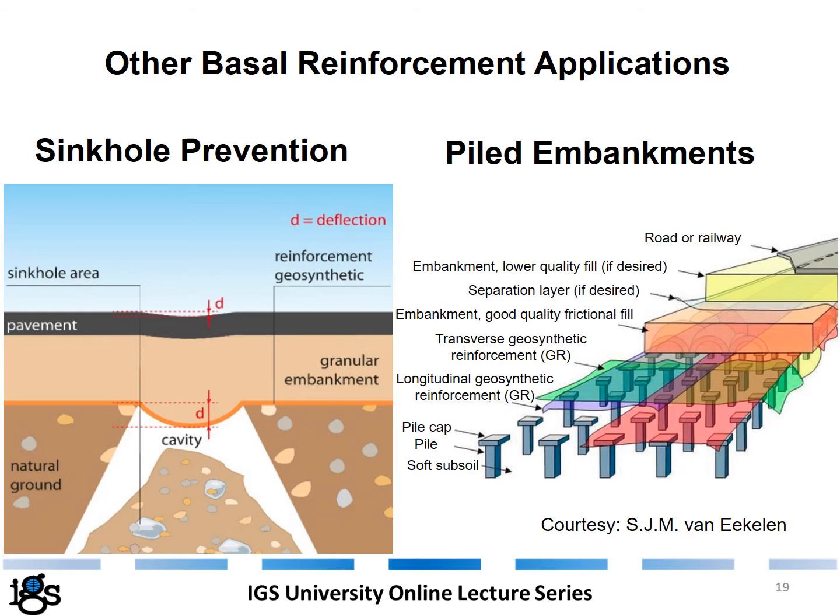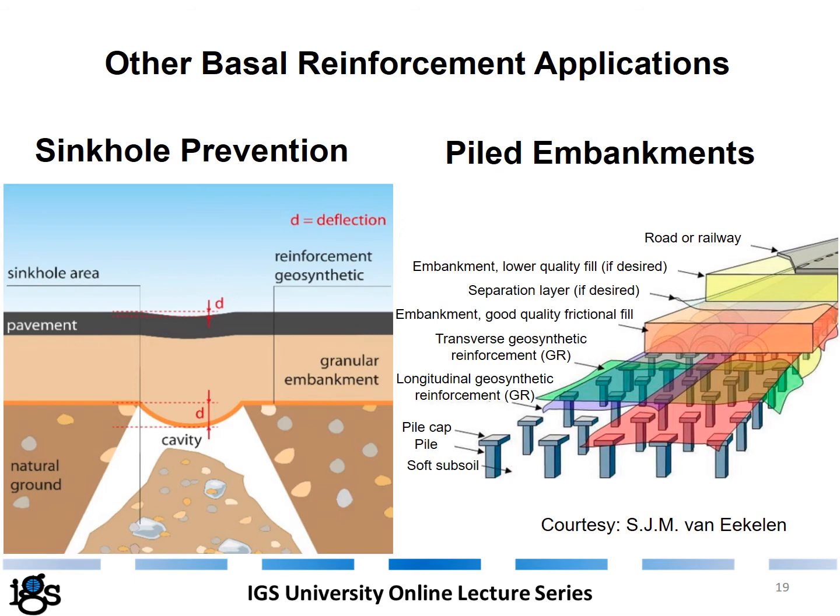There are many other basal reinforcement applications as well. For example, the sinkhole prevention. Here you see a cavity created by a sinkhole. We encounter these sinkholes quite often. They can be as a result of heavy mining activity or in some cases because of karstic terrain. So if you build a road and the cavity develops under the road, a big gap will develop on the road which can create danger to the traffic.